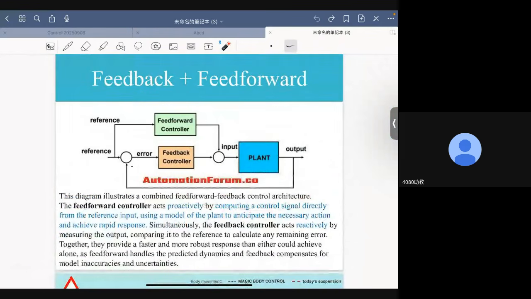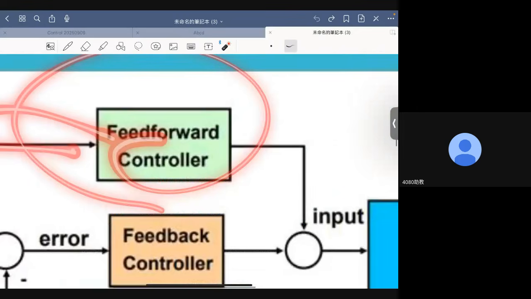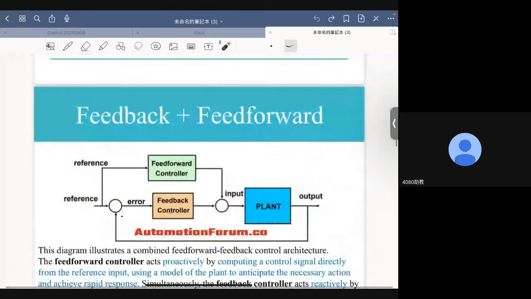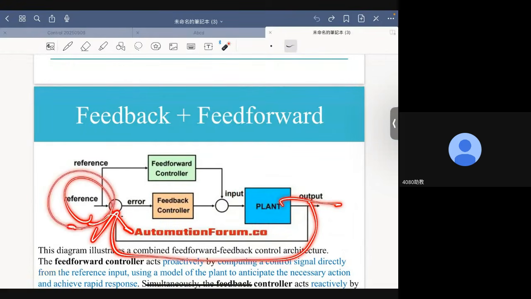There is another control action. That is, you have the reference here. You feed it forward, you send it to your feed-forward controller, and it will generate another command to make sure that the output of the plant, or the output of the system, will match the desired input, all right?